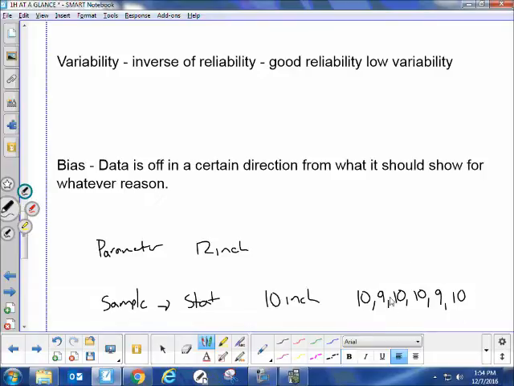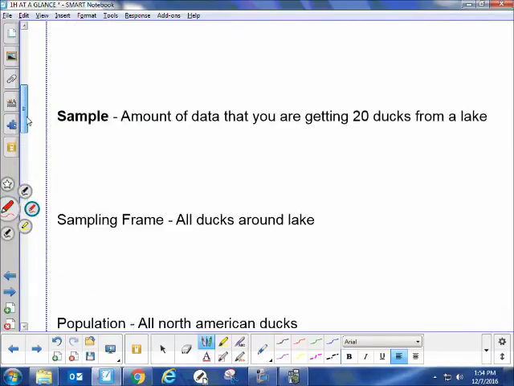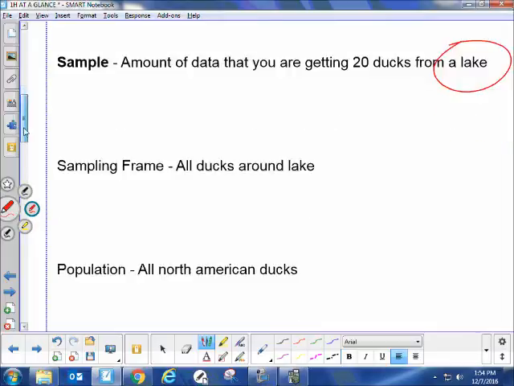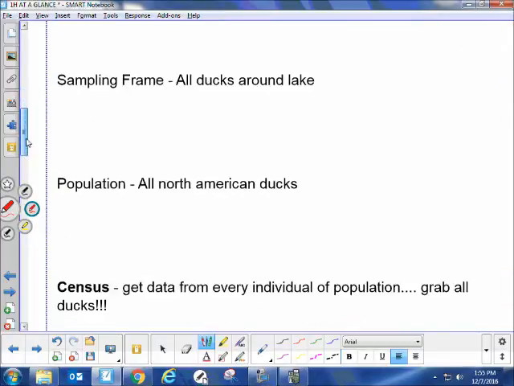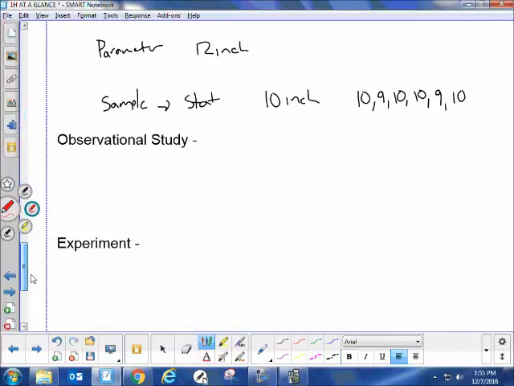All of my data is really close to 10, so I would say that this data is very reliable. However, all of my data is lower than the actual parameter, so we would say this is biased because it's lower. Now, why would my data of my ducks be lower than what it should be? Well, because I took a sample. I took a sample from my lake when, you know, maybe the lake is not a good representative sample of all North American ducks. Okay?